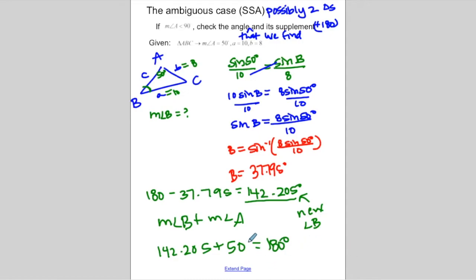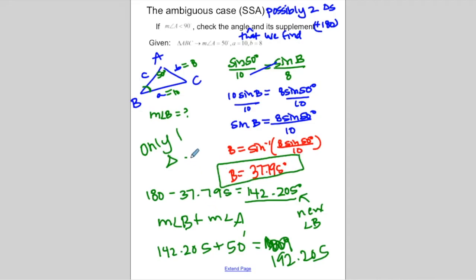Well, this is over 180, right? B1, 192.205. So that's only two of my angles. If I only have two angles and it's over 180, it's very well not possible. So in this case, there is only one triangle. What you would say is we found angle B and this would be my angle B, and there's only one triangle. Okay. Let's look at another one.